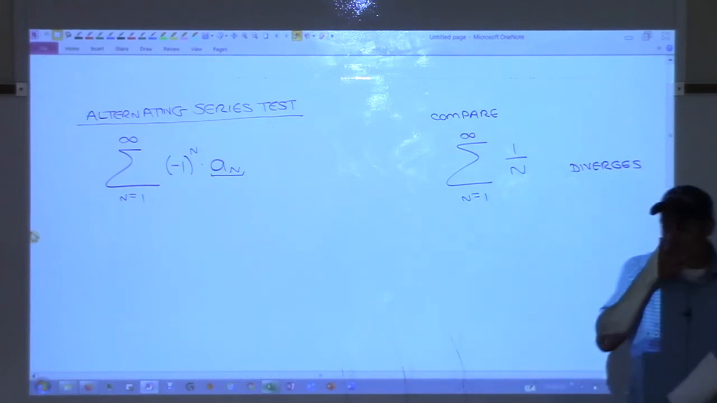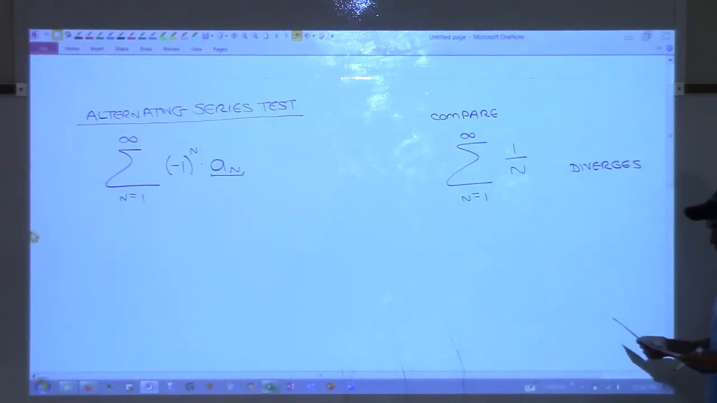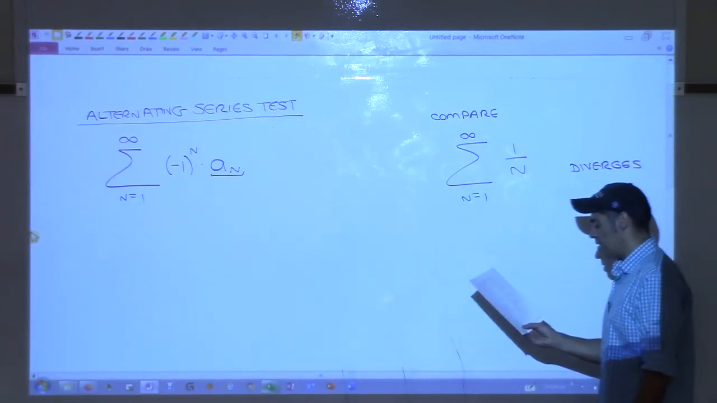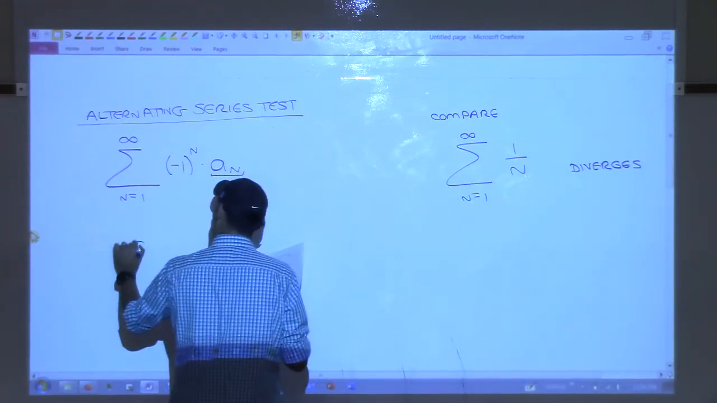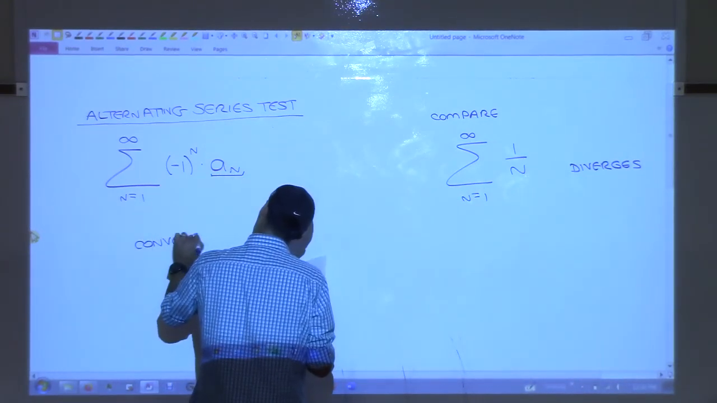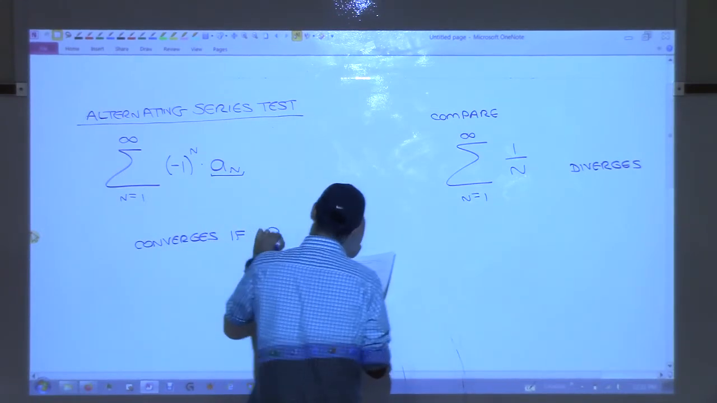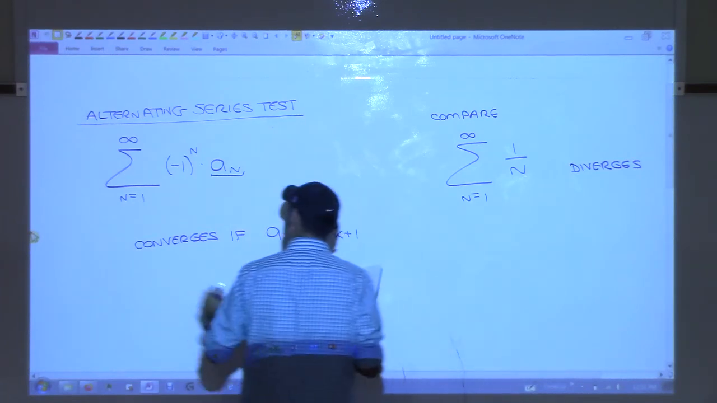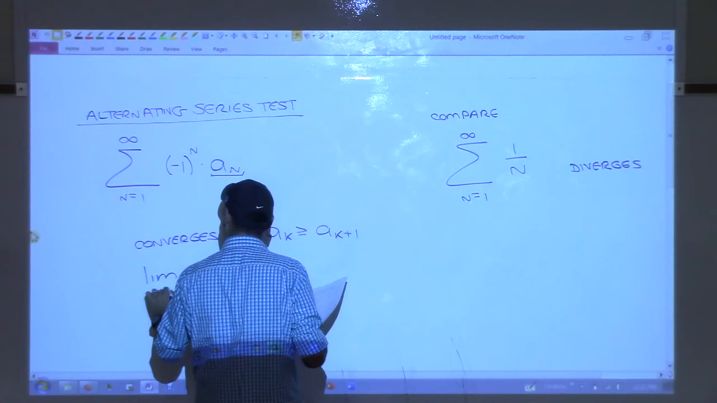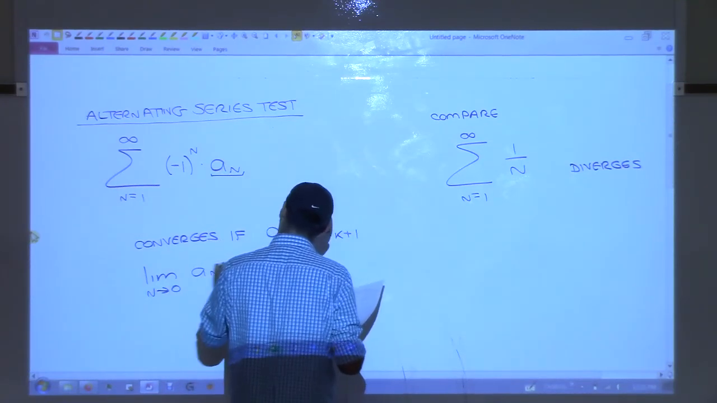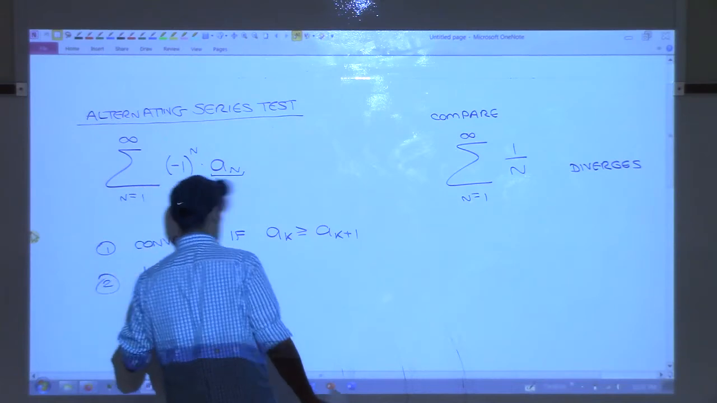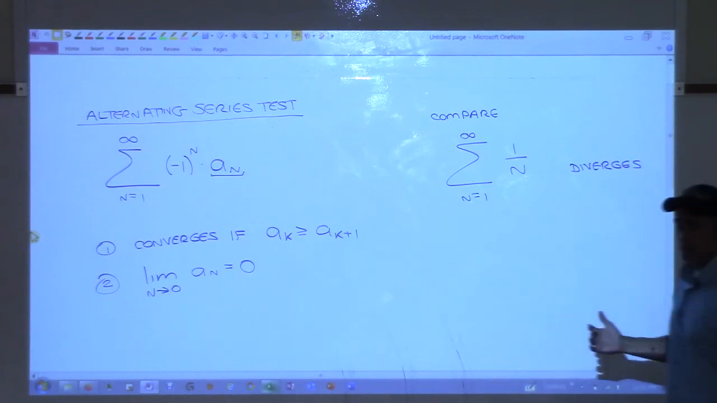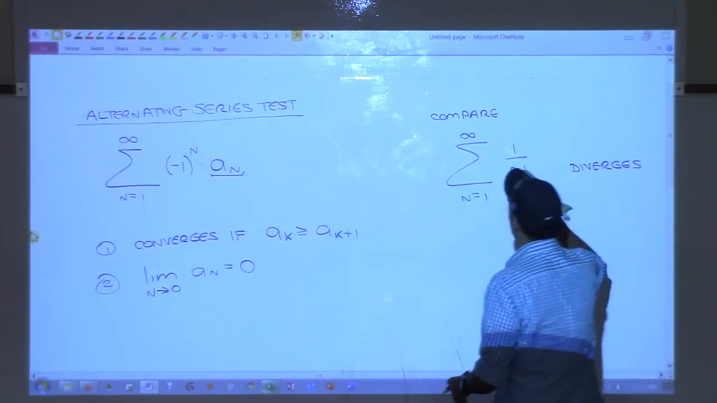All right? So if you have an alternating series and you want to know if it converges, look at the alternating series test. What is the test saying? Converges if what? It converges if a sub k is greater than or equal to a sub k plus 1, and also the limit as n goes to infinity of a sub n equals 0. These are two separate things that we have to look at. The alternating series test is super easy to use. It's actually a really nice test.